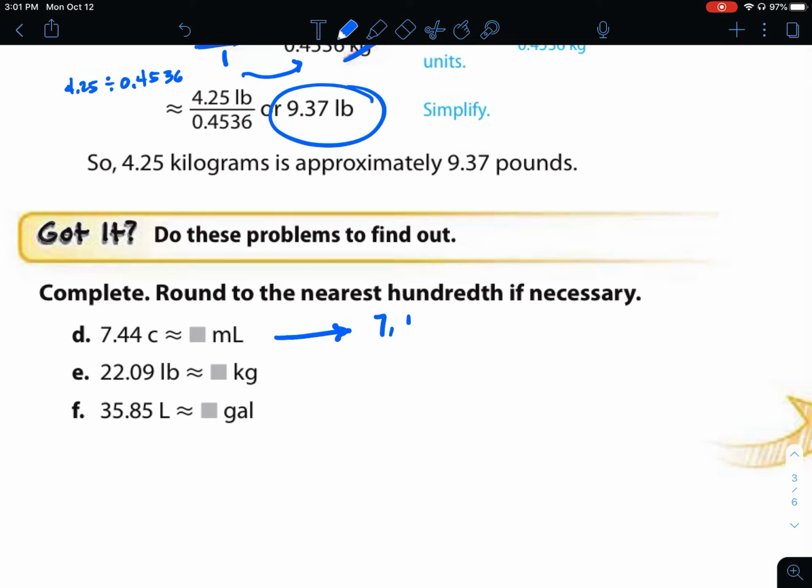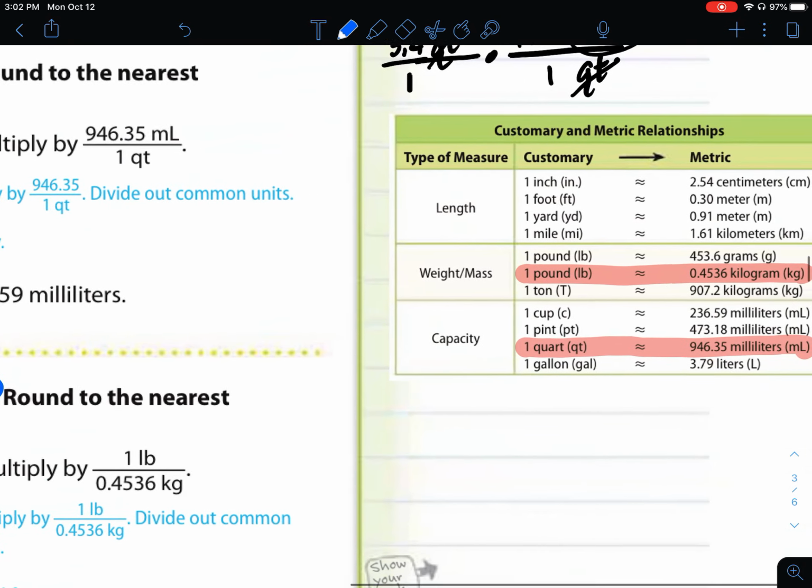So the first step is I'm going to write 7.44 cups over 1. Then I'm multiplying it with a conversion factor where the denominator will have a unit of cups. And since we are looking for milliliters, the numerator should have a unit of milliliters.